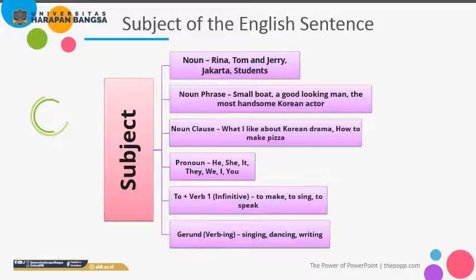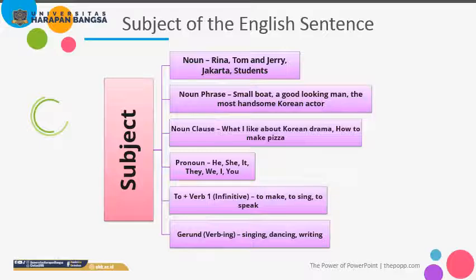Next, noun phrase. Frase benda. So usually it can consist of two or more words. But actually, it is talking about the same noun. For example, small boat. What kind of boat? Perahu yang seperti apa? Perahu yang kecil. So that's why we say small boat.